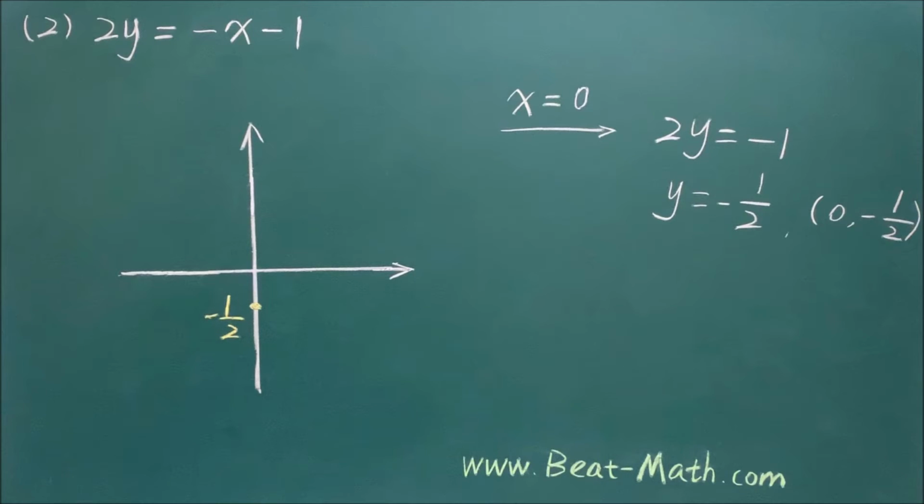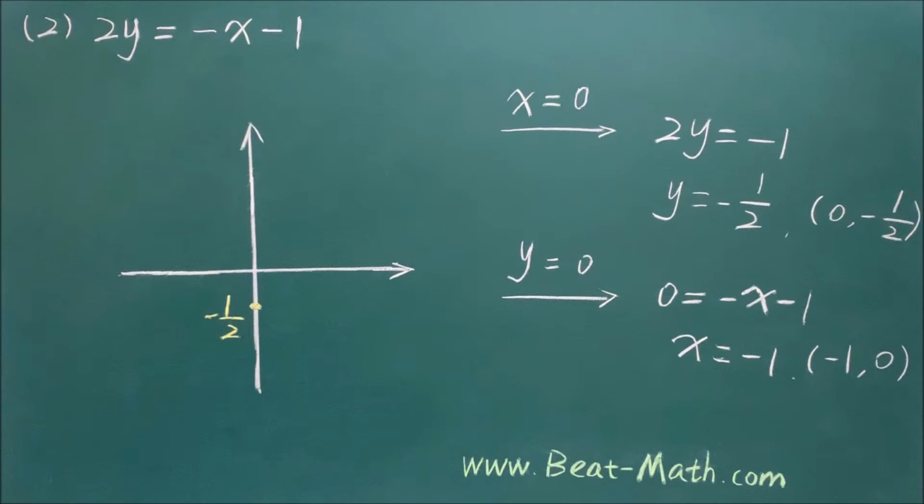Then plug y equals 0 into the equation and get 0 equals -x minus 1. Move -x to the left and get x equals -1. The coordinates of this point are (-1, 0) on the x-axis here. Then connect these 2 points to get the line.